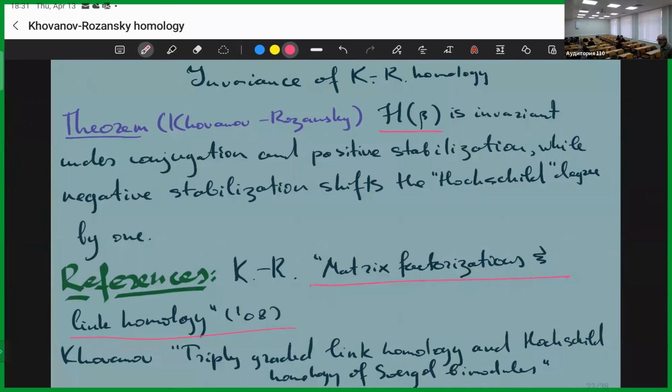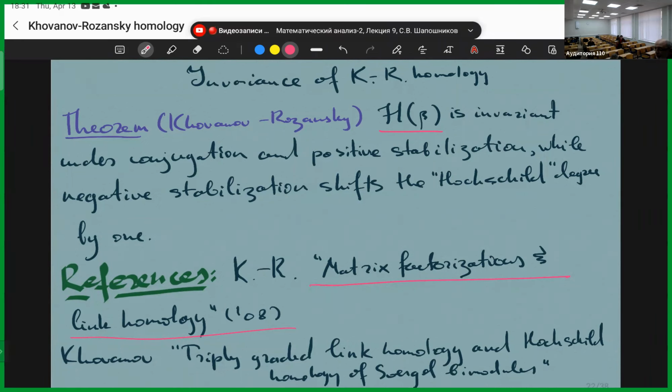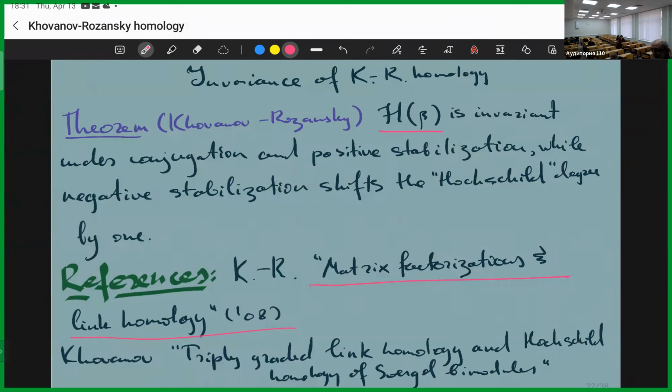One can repair the Hochschild degree, redefine it in order to make it preserved under negative stabilization as well. Yeah, just the point is that it's very difficult to keep track of various degrees, and these three seem to be the most natural because we can explicitly see where they come from. So obviously we can consider various other gradings that are mixes of these three, but they are not as explicit.